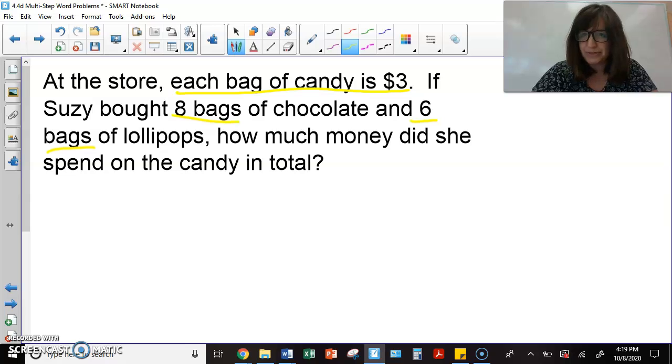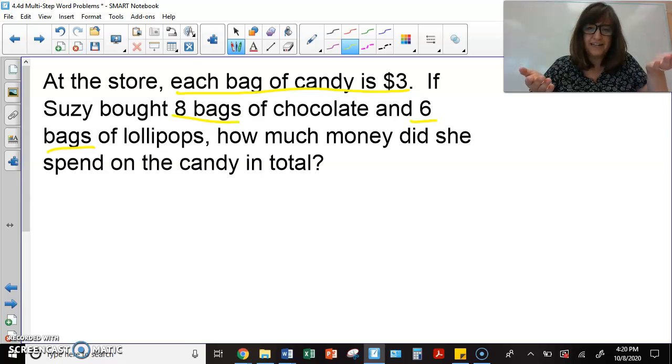So I have 3 numbers here. I need to do several different things. A multi-step problem means that I have to do more than one step. So I can't just add, I can't just multiply, I can't just subtract. I've got to do multiple things here. So because each bag of candy is $3 and she buys 8 bags here and 6 bags here, you see how I kind of acted out? We need to figure out how much money she spent in total.